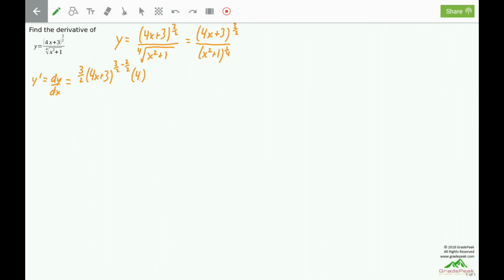That's all the derivative of the numerator, multiplied with the denominator left alone, minus the numerator left alone, so (4x plus 3) to the 3 halves, times the derivative of the denominator, which is a power function. So we're going to bring its power down. That'll be a 1/4. We'll leave the inside alone for that one. Subtract 1 from its power. I will call that 4/4. And then multiply by the derivative of the inside to complete the chain rule. All this is divided by the denominator squared.